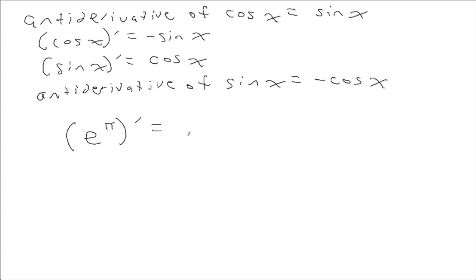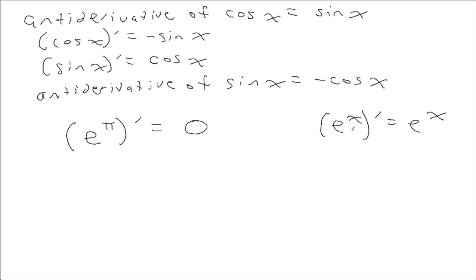What's this? E to the pi, e raised to pi. Yeah. So what's its derivative? E raised to pi. Okay. So you're probably using the exponential rule here, right? But this is not an exponential function. Because an exponential function is a constant raised to a variable. And here we have a constant raised to a constant. And what's the derivative of a constant? 0.